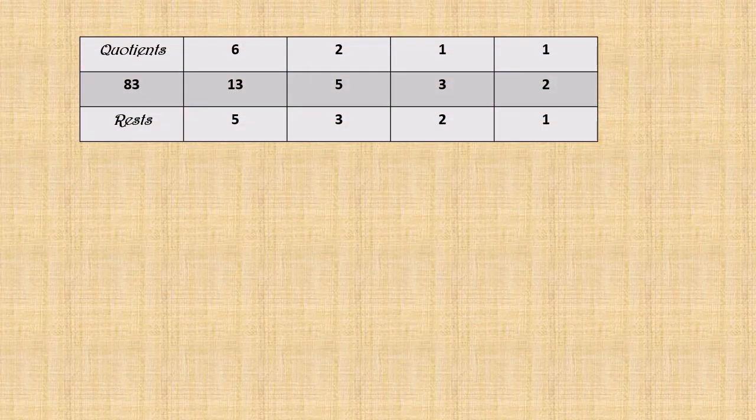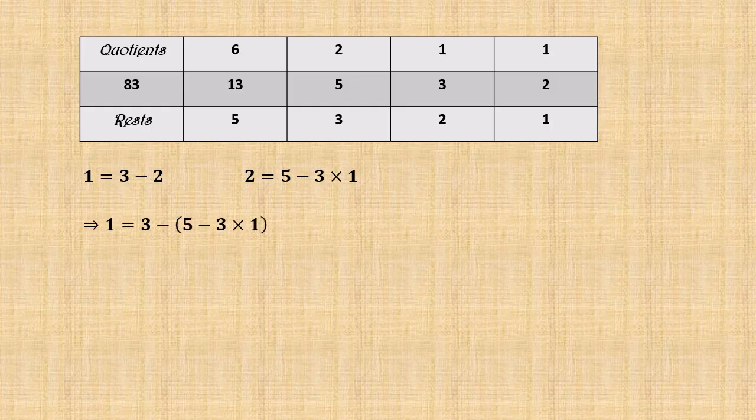In the table that appears, we have the quotients, the divisors and the rests of those successive Euclidean divisions. By going through this table from right to left, we can see that the rest 1 is equal to 3 minus 2, so we write 1 equals 3 minus 2. Then we have the rest 2 which is equal to 5 minus 3 times 1. By replacing 2 by 5 minus 3 times 1 in the first equality, we find that 1 is equal to 3 minus (5 minus 3 times 1). When we simplify this equality, we find that 1 is equal to 2 times 3 minus 1 times 5.